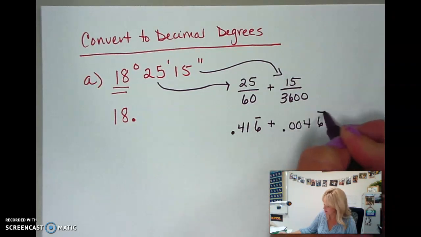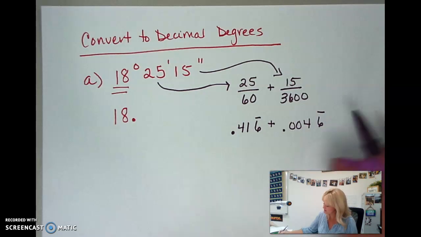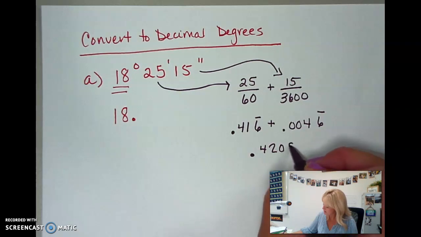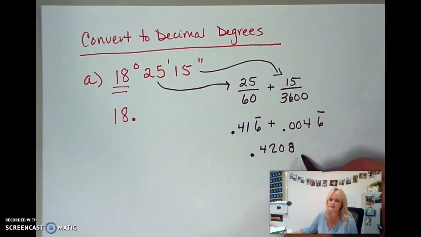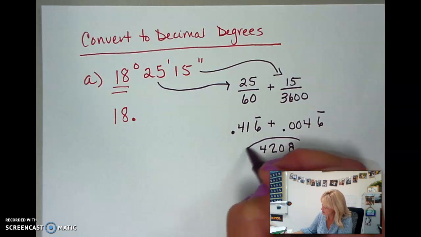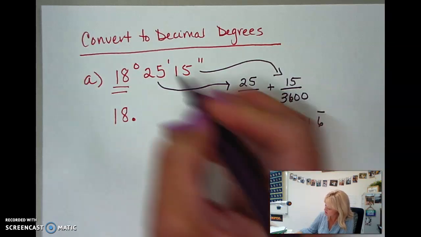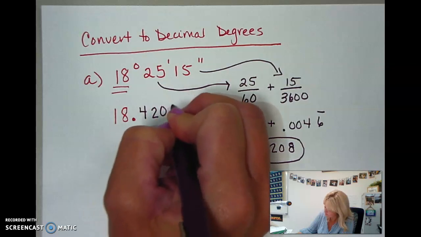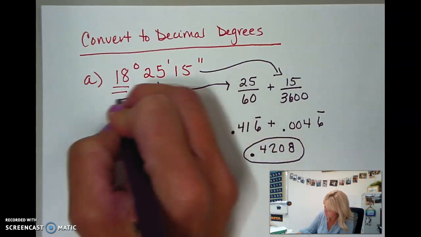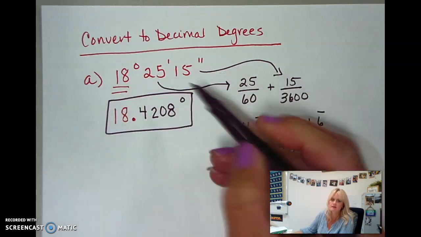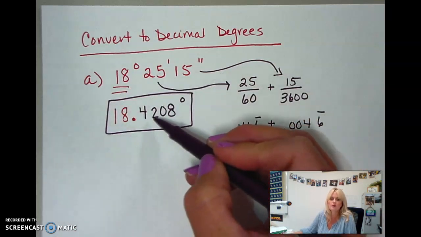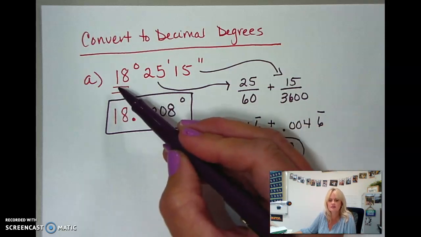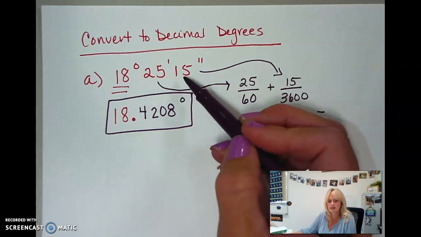0.0046 repeating. For our class sake, let's make sure we get at least 3 decimals when we add them together. So this is the now decimal degrees that I will finish putting in here. 18.4208 degrees is exactly the same as 18 degrees, 25 minutes, and 15 seconds.